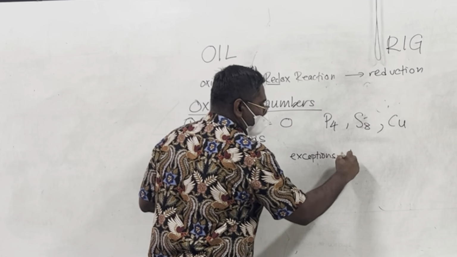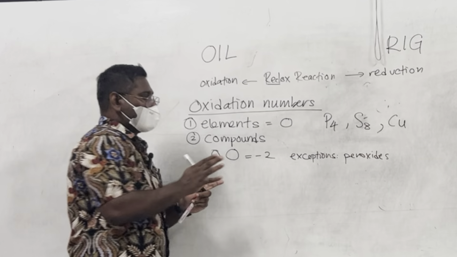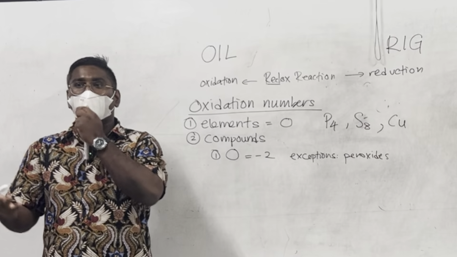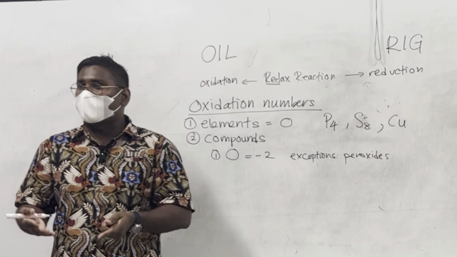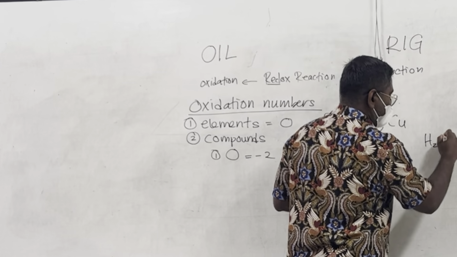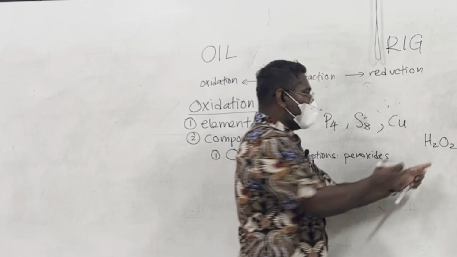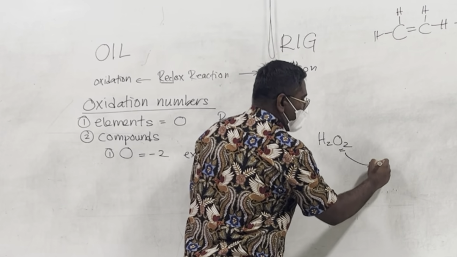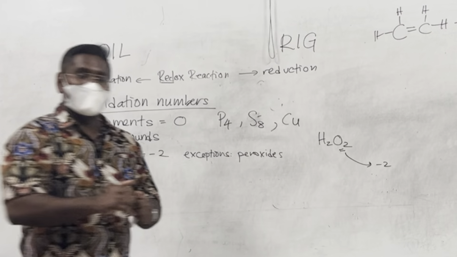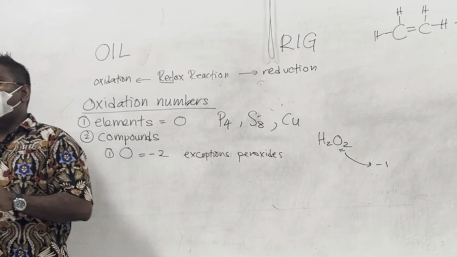The exceptions are when you are having peroxides. This one you need not memorize now, because generally when you do the calculation, most of the time oxygen is -2. Peroxides, what are peroxides? Hydrogen peroxide. The oxygen inside here is going to be always -2. Sorry, always -1, sorry. Exception. Always -1.